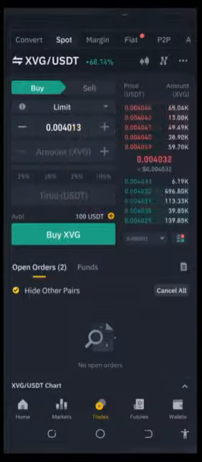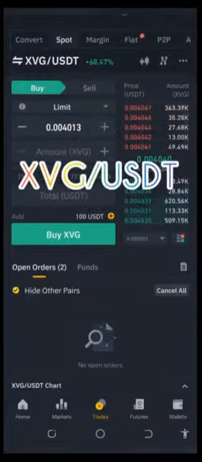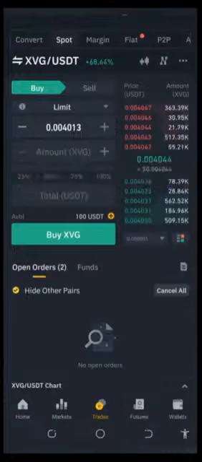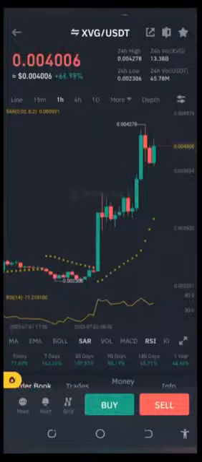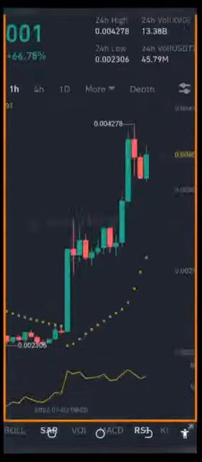Yes. Now, I'm currently on XVG/USDT, and we need to look into the charts quickly. This is on the gainers list, right? So we need to quickly take our move.